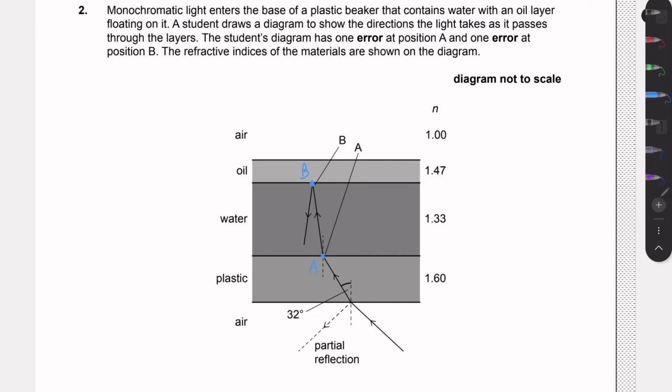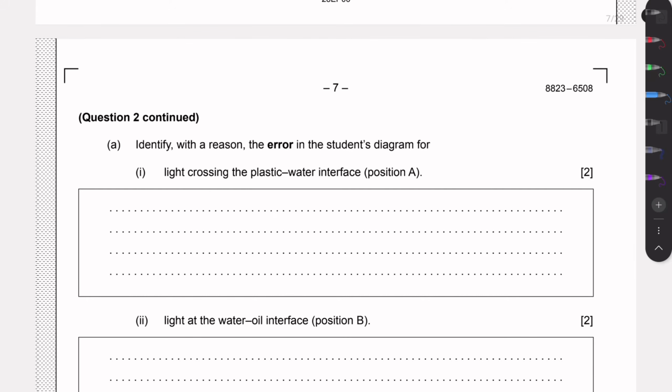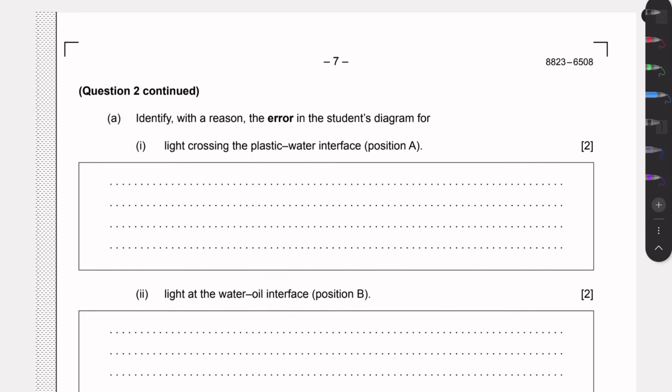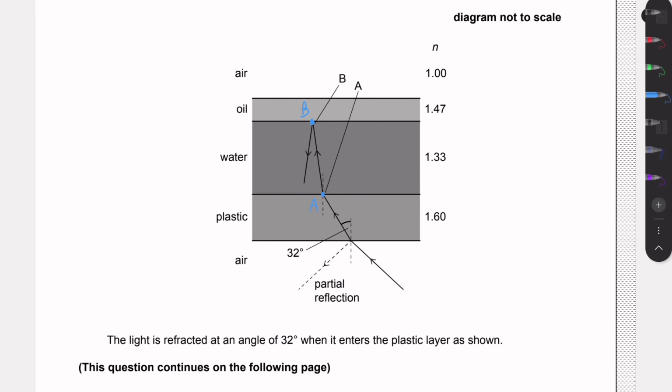And the question says that we have an error at both of these points. And the first part of the question wants us to determine these two errors. So first of all, let's discuss what the error could be at point A.